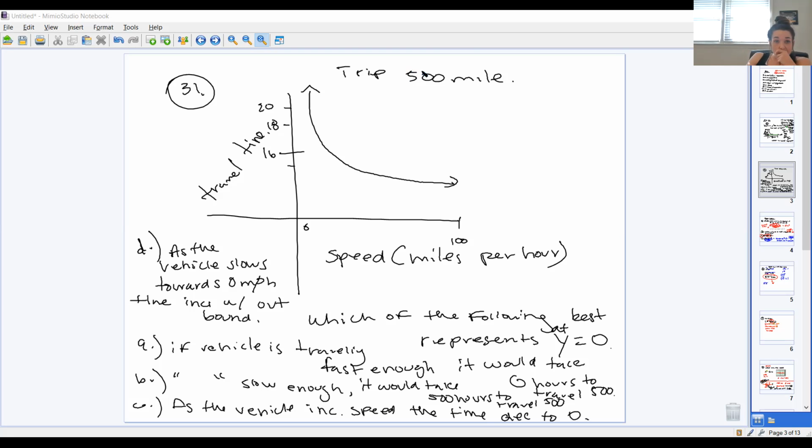Okay, so A is definitely not going to happen, right? Because it can't take 0 hours to travel 500 miles. I mean, unless we're doing time travel, right? If it's going slow enough, it would take 500 hours to travel 500 miles. So you would be crawling at a rate of 1 mile per hour. That would be horrible.